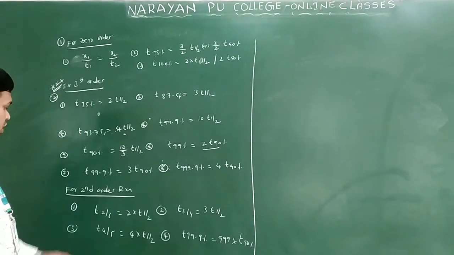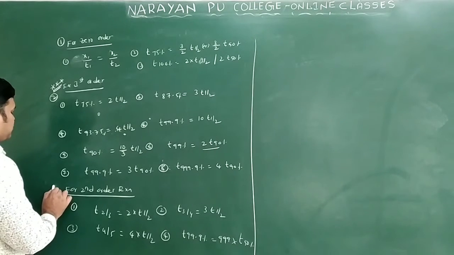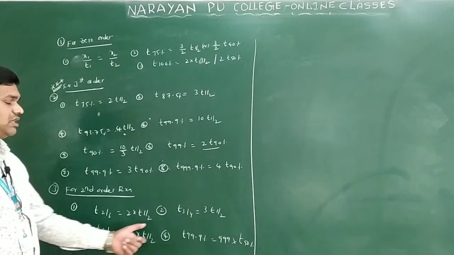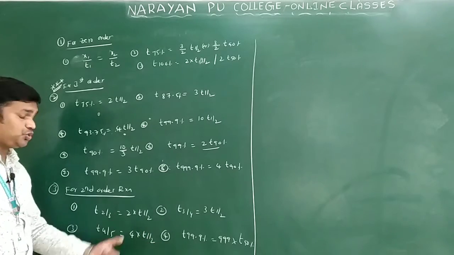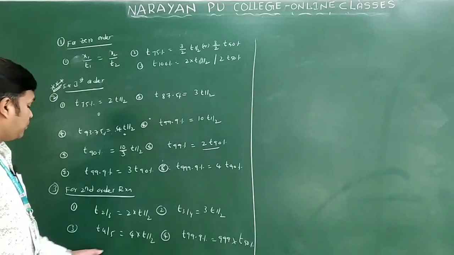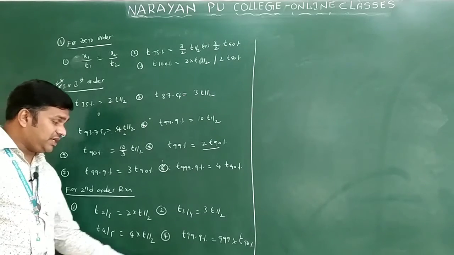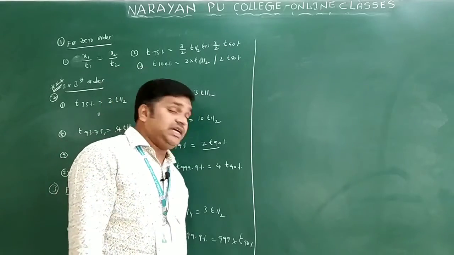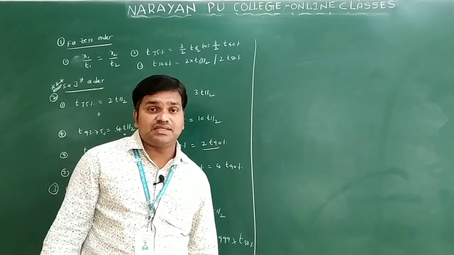First order reaction. Come to the second order reaction. Clear? So this is the third one, the second order reaction. For the second order reaction, these are the relations we get. T 2 by 3 is equal to 2 into T of. T 3 by 4 is equal to 3 into T of. T 4 by 5 is equal to 4 into T of. T 99.9% is equal to 999 into T 50%. T 50% in the sense that is T of.